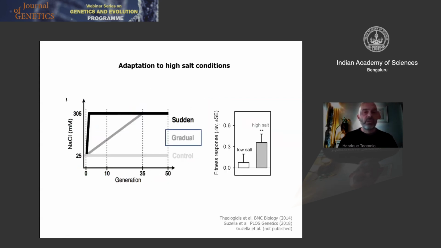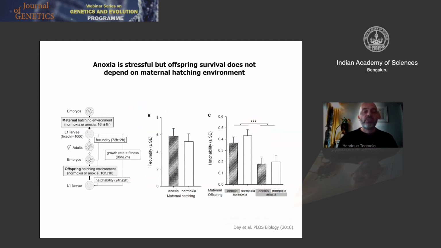In particular, we had these populations that I described before, the gradual populations, which had already adapted to high salt. We use these populations as the ancestor for new experiments. Now we manipulate oxygen levels, with or without oxygen in the hatching environment. The life cycle is composed of two generations, as shown on the left, and fitness is defined as the growth rate over these two generations, depending on the maternal and offspring hatching environment.